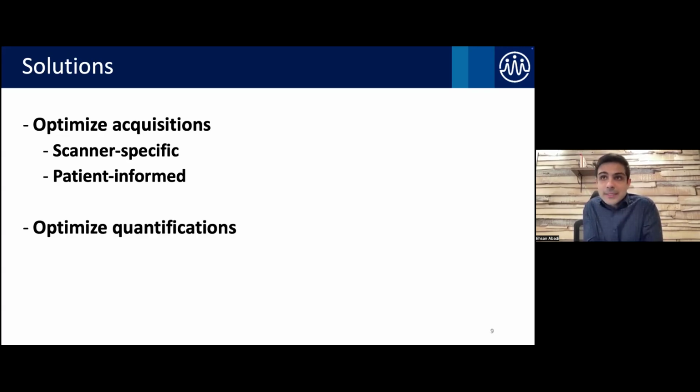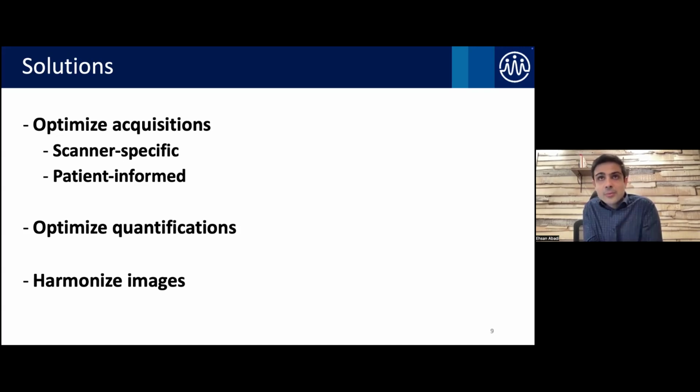The other aspect is the way that we do the quantifications. In the example I showed you, there was a very simple way of measuring emphysema through thresholding. That by itself could impose inaccuracy in our measurement. So is there a way to improve the robustness of our quantifications?